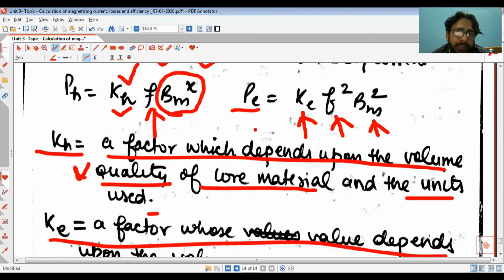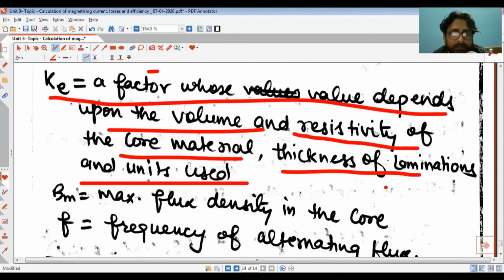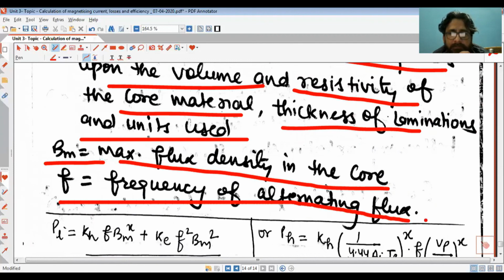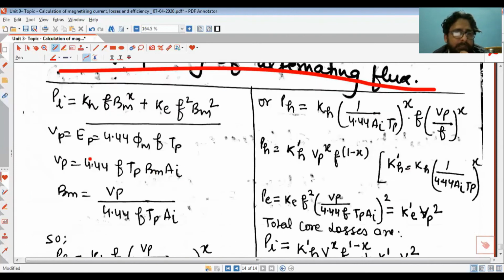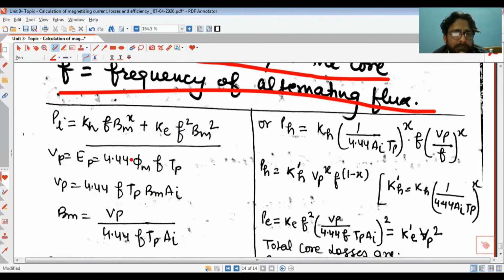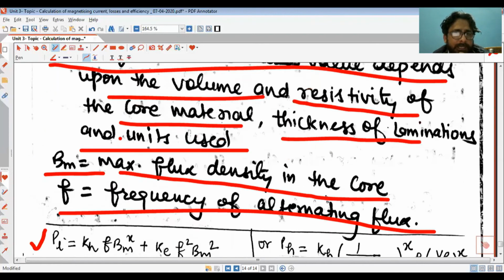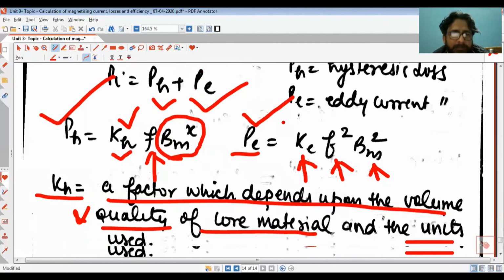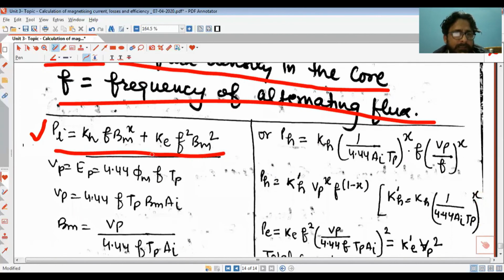That means the eddy current losses also depend upon the dimensions of the core and the thickness of the lamination used. Bm is the maximum flux density in the core and f is the frequency of the alternating flux. So here we can find out by putting Bm. Iron losses are equal to, by adding these two, Ph and Pe, a new equation of the iron losses, which is here.